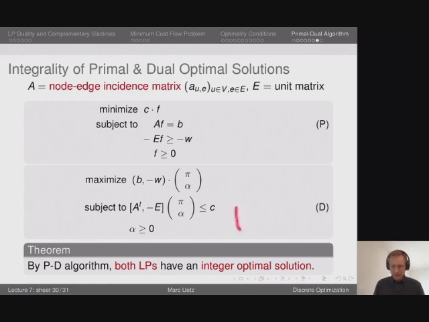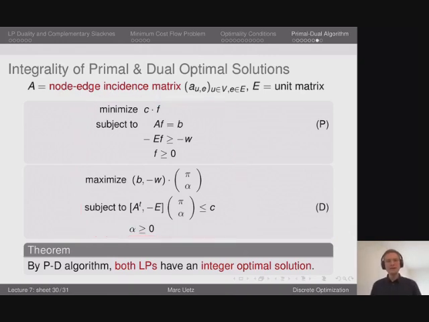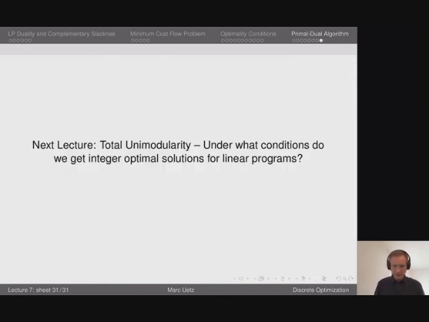So the next lecture is going to be about the mathematical structure or the mathematical reason behind the fact that for these linear programming problems, we can always compute integer optimal solutions, even though in the formulation of the problem, this is not strictly required, right? And that is going to lead us to the notion of total unimodularity. So that is the topic of the next lecture. Under what conditions can we expect integer optimal solutions to general linear programs.